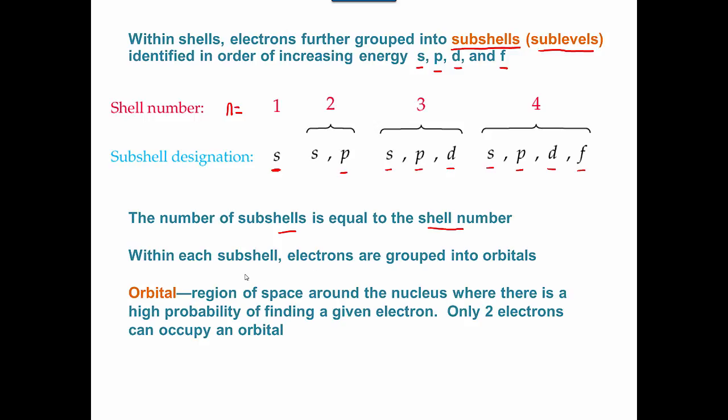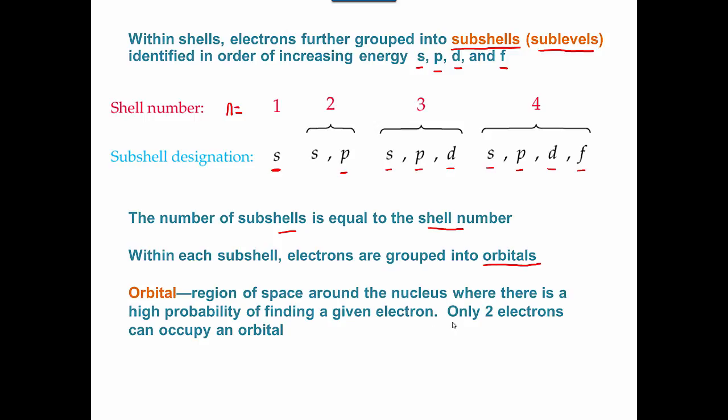Within each subshell now, we have electrons that are grouped into what we call orbitals. And an orbital is a region of space around the nucleus where there's a high probability of finding a given electron. So this is all based on quantum mechanics. We're not going to get into the quantum mechanics here in this course. We want you to have a basic idea of how the electrons are grouped about the nucleus.